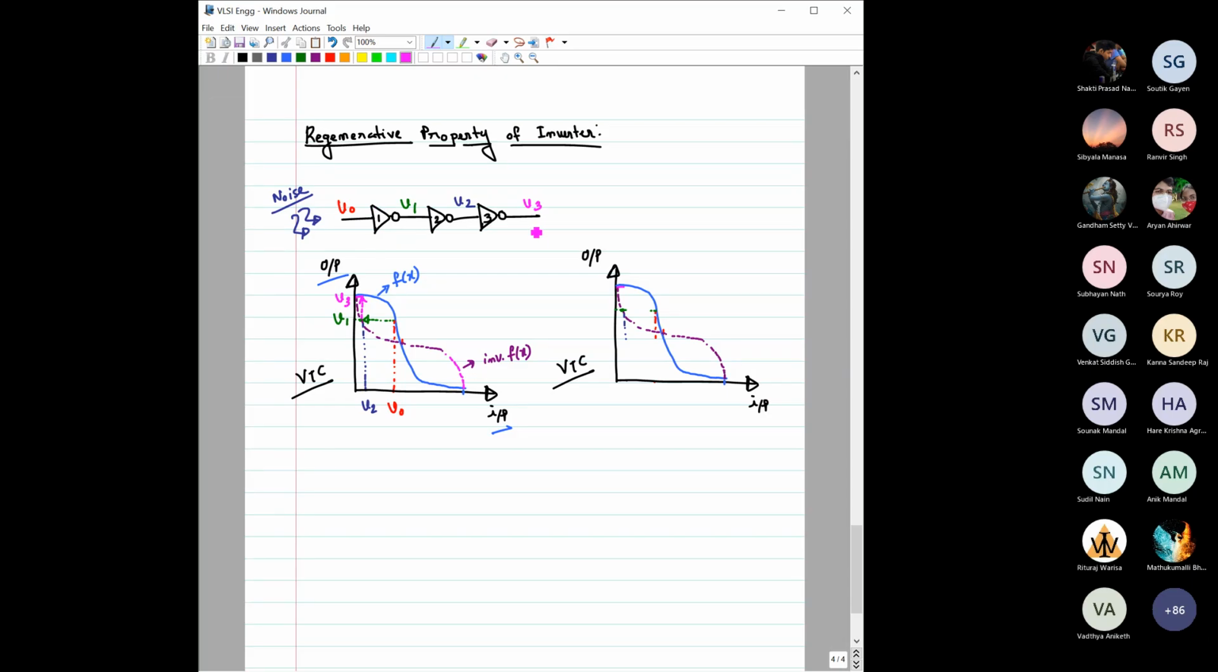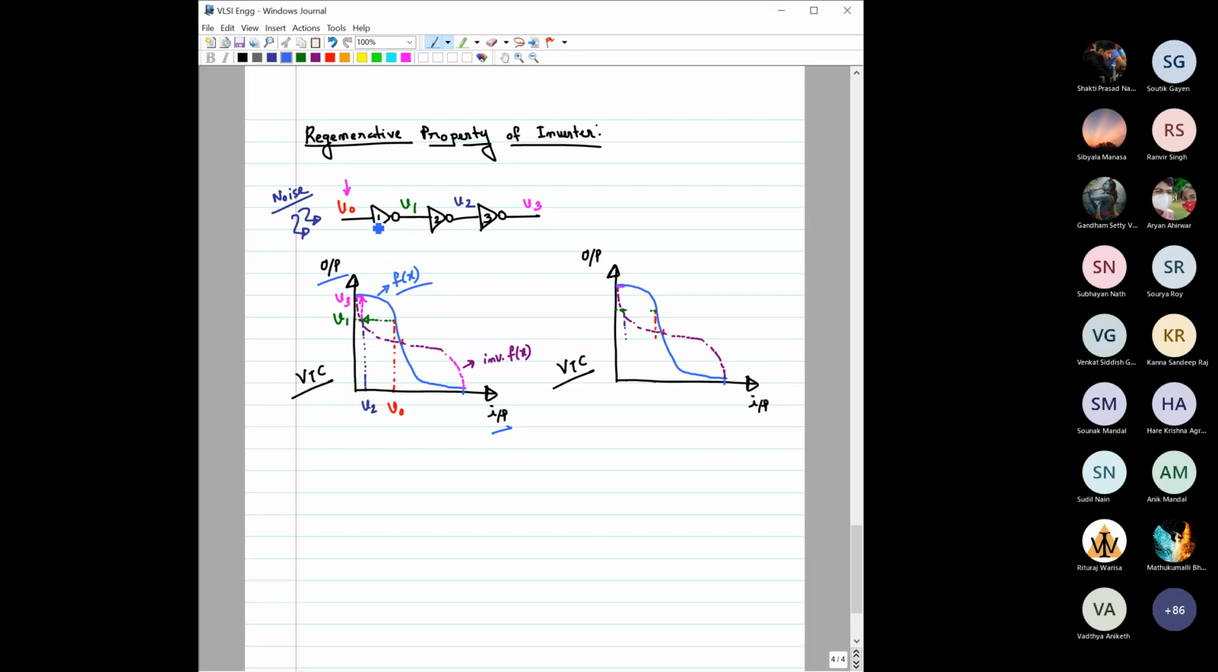So we have 3 inverters connected in series, and the first input is V naught, right? And as mentioned, let us say that these 3 inverters are identical. If they're identical, their VTC is also expected to be identical. Say the VTC is something like this, the blue one. I represented that function using f of x, right?